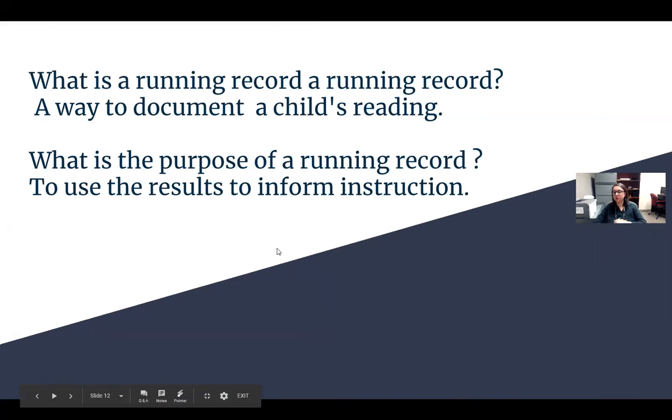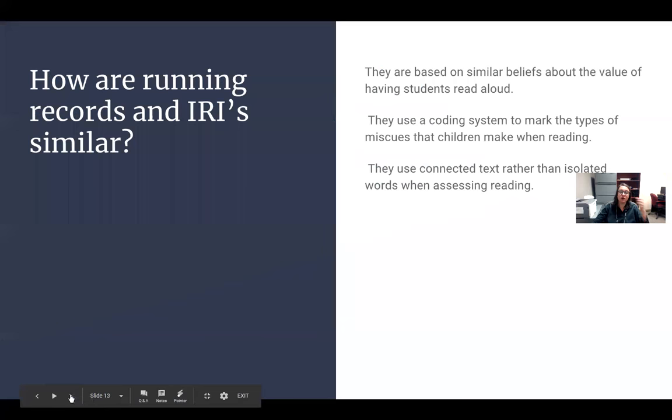This chapter also goes into a lot of detail about a running record. So what is a running record? It is a way to document a child's reading. And the purpose of this running record, once again, is that you want to inform instruction. You want to know that we're teaching the children things that they need to know.